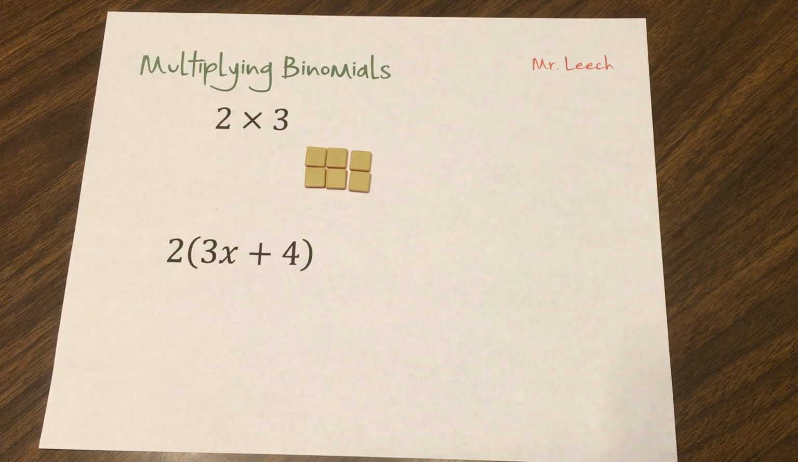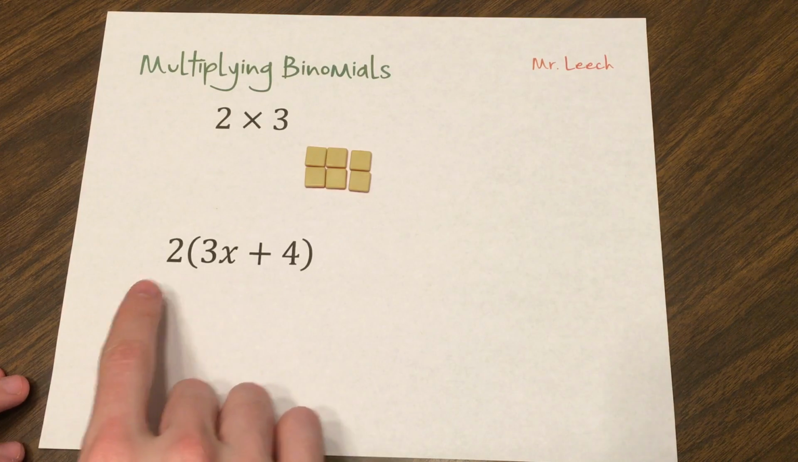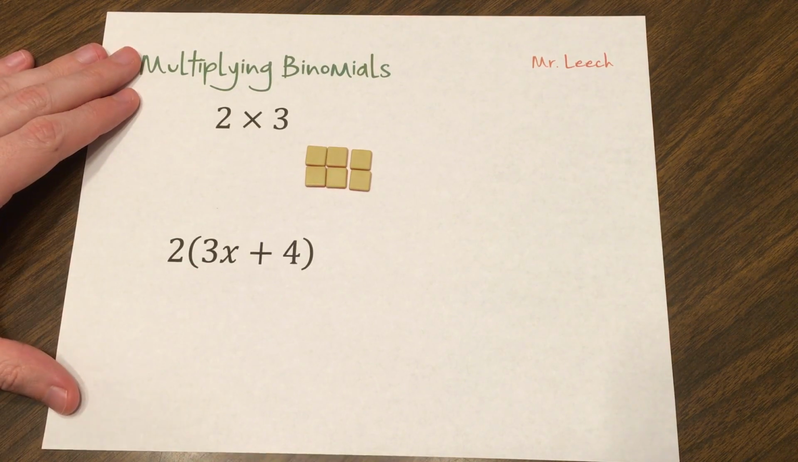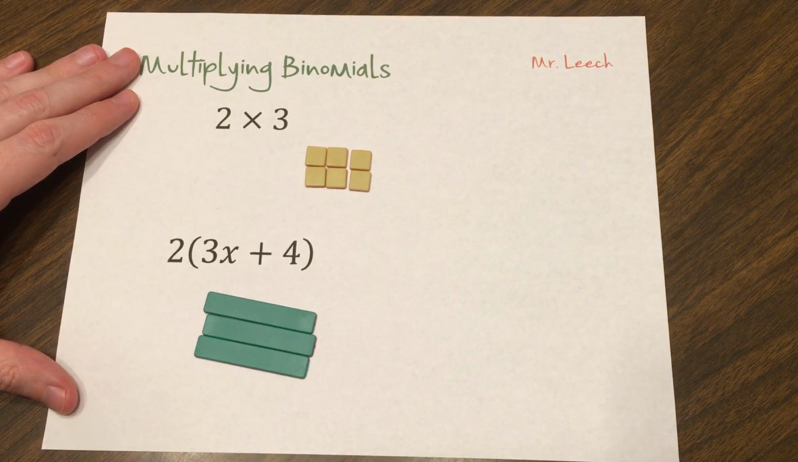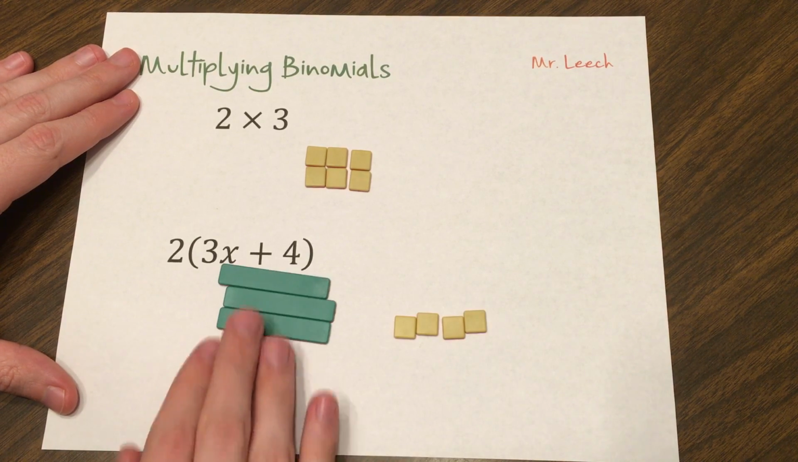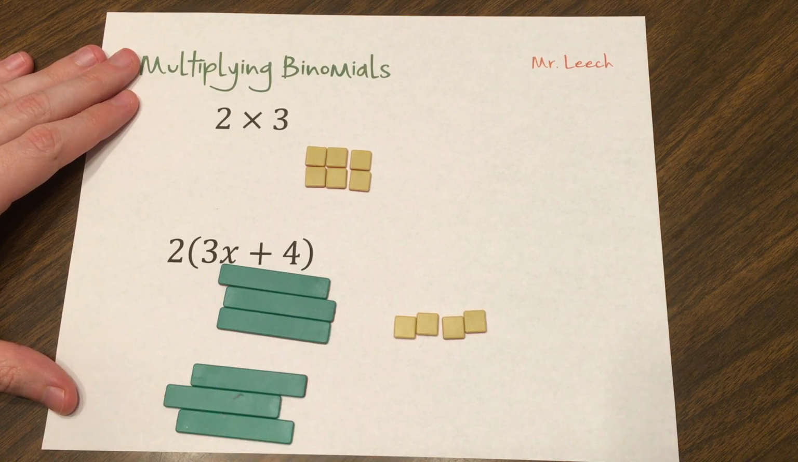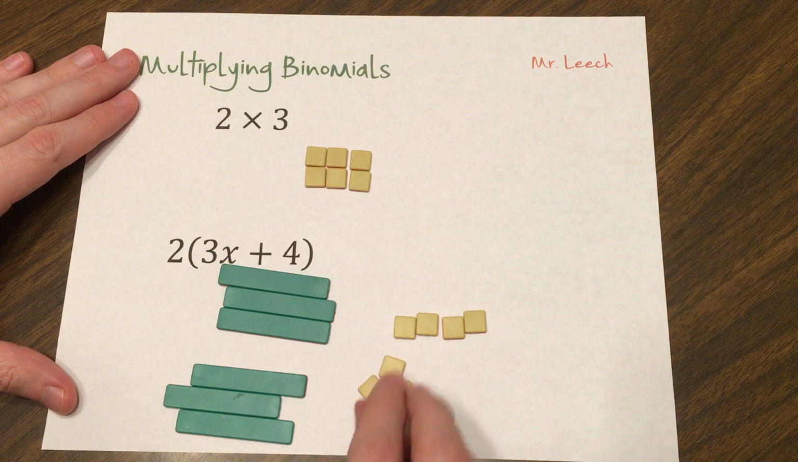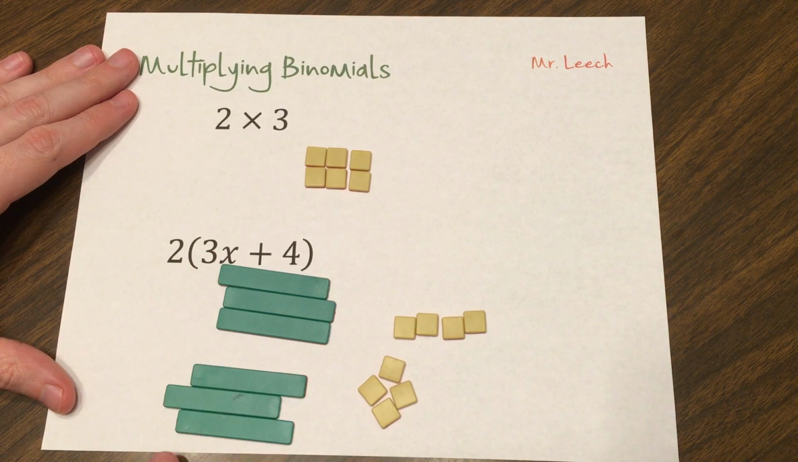In a previous video, I modeled how to multiply 2 times 3x plus 4. So in this case, we have 3x plus 4, but we have 2 of them. So I can have 2 sets of 3x plus 4. If we add those up, of course, we have 6x plus 8.